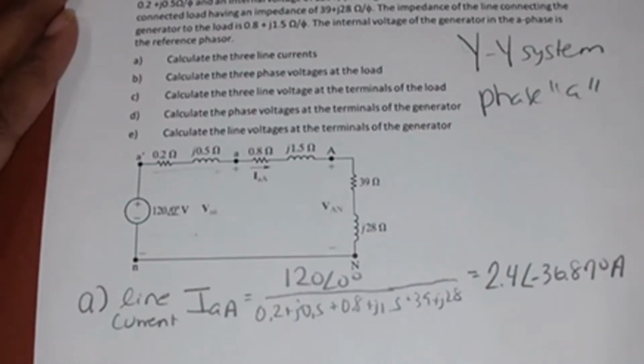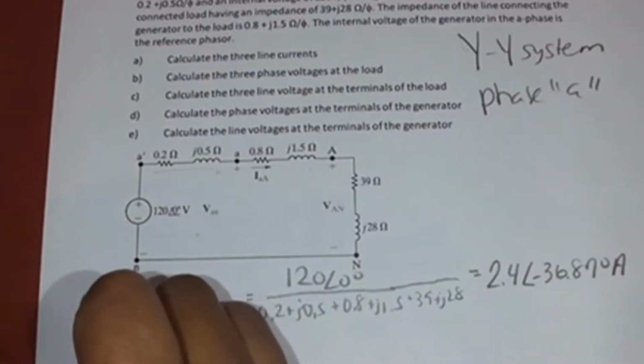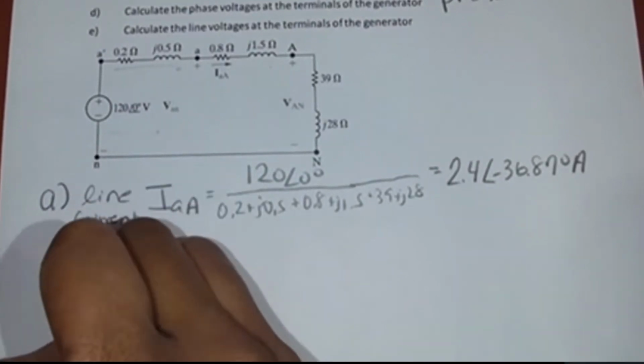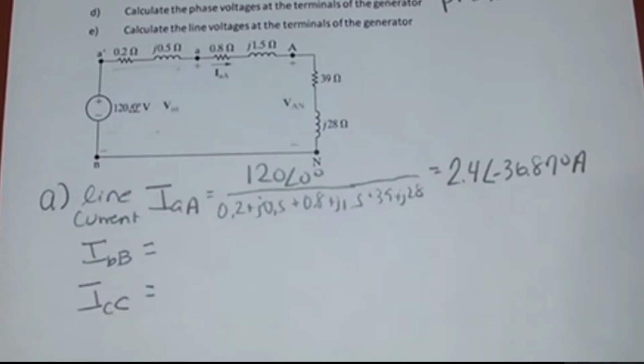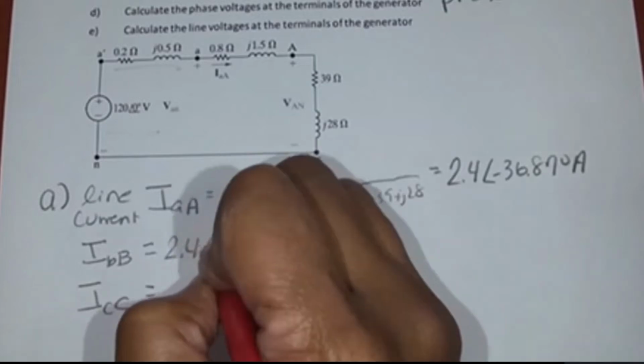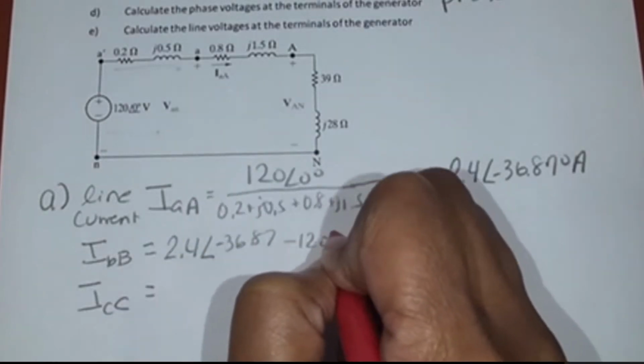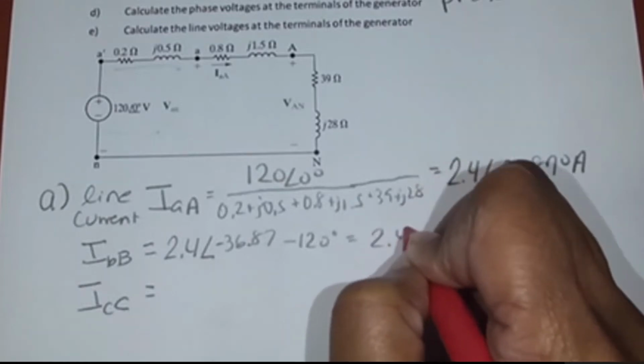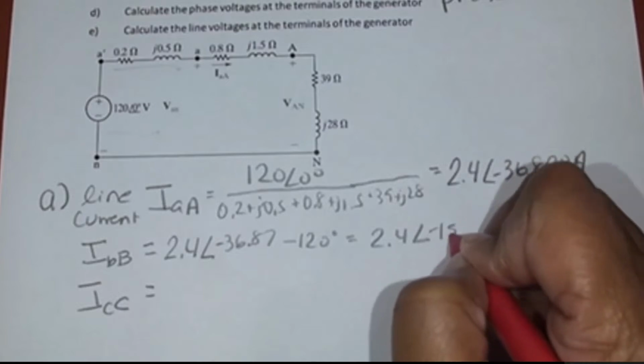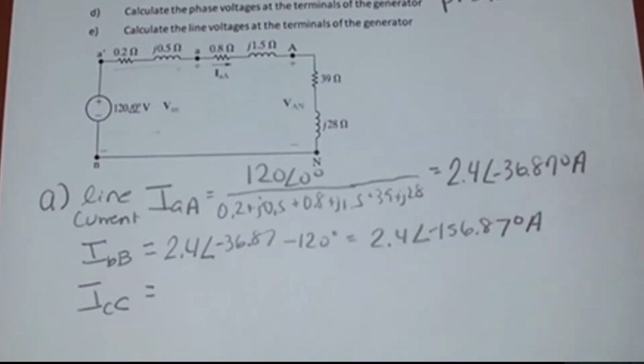Since it said positive sequence, I can then find IBB and I can find ICC. Positive sequence means I delay B by 120 next. So that's 2.4 with an angle of negative 36.87 minus 120 degrees. So IBB is 2.4 with an angle of negative 156.87 degrees. I delayed it by 120 degrees. Is everybody with me so far?